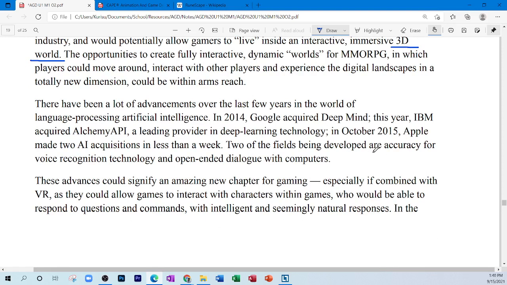There have been a lot of advancements over the last few years in the world of language processing and artificial intelligence. In 2014, Google acquired DeepMind. This year, IBM acquired AlchemyAPI, a leading provider in deep learning technology. In October 2015, Apple made two AI acquisitions in less than a week. Two of the fields being developed are accuracy for voice recognition technology and open-ended dialogue with computers.